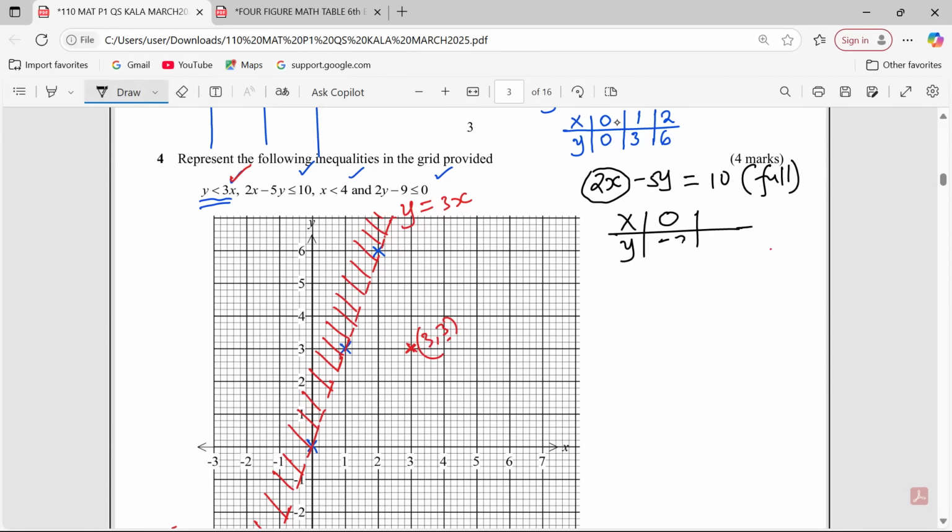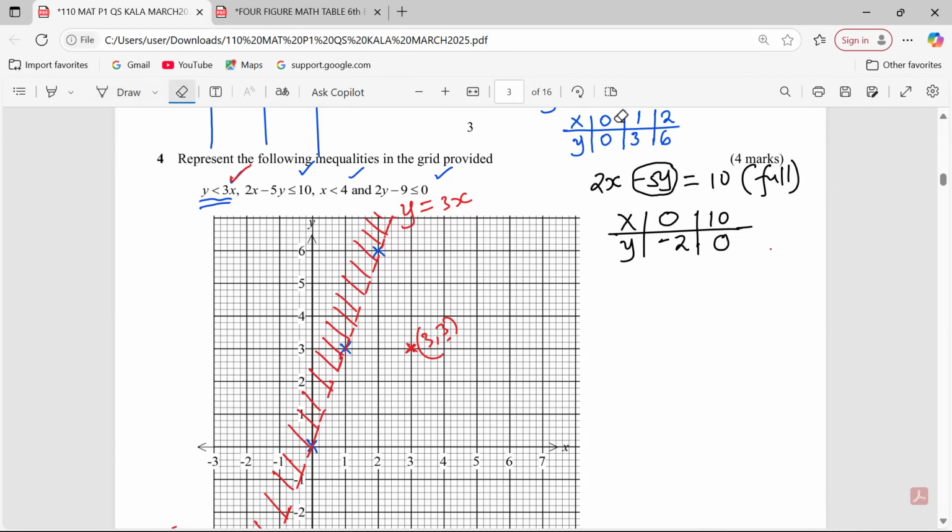So this becomes a negative 2. Then when y equals 0, what shall be the value of x? When y is 0, we substitute 0 at this point for us to get the value of x. So 2x equals 10, meaning that the value of x shall be 5. Sorry, not 10. 2x equals 10, so x shall be 5.